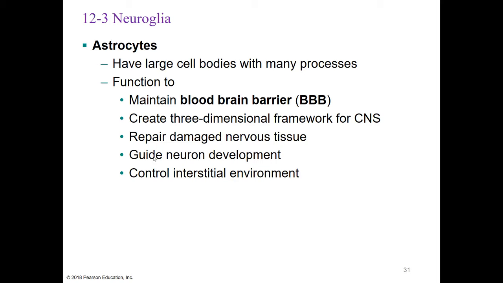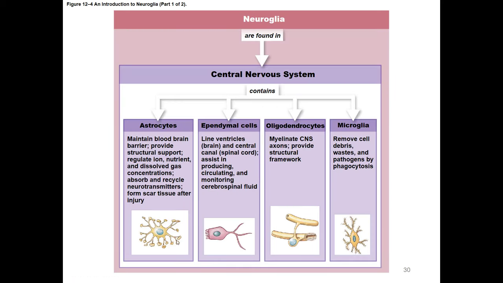They also create a three-dimensional framework for the central nervous system. They're going to help to support neurons in the central nervous system. They can repair some damaged nervous tissue. They help guide new neuron development and control the interstitial environment. So, summarizing again, looking at this cell, this is the astrocyte with all of its little arms coming off. And again, it's going to maintain the blood-brain barrier, give support, and also regulate the environment in the interstitial fluid.